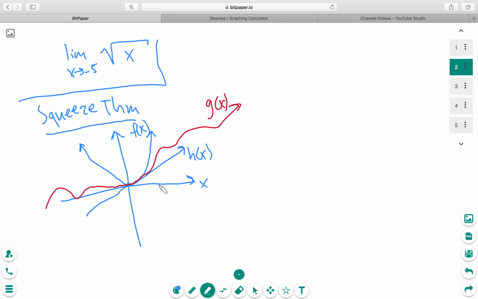But what we can say is that if we can show that this is trapped between these two, and that we want to find the limit at this exact point, if it's trapped in between these two, we can logically say that this limit has to be equal to the limit of this one and the limit of that one. And that might seem super intuitive, but there's a lot of different cases where it can be super helpful. And just to illustrate it, I want to show you an example.